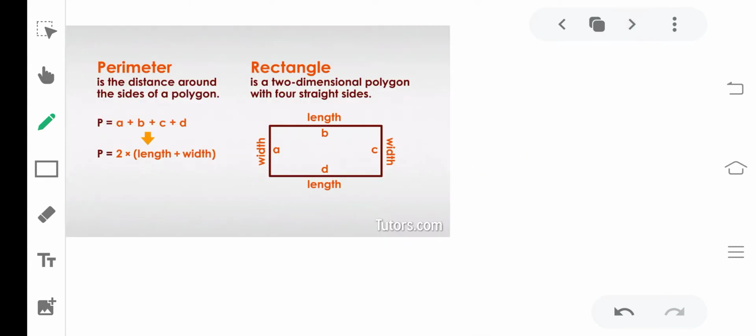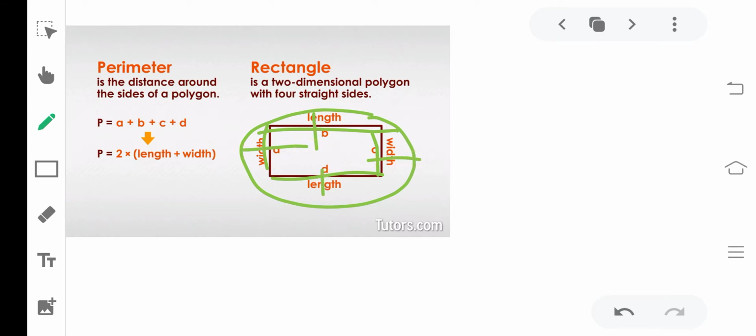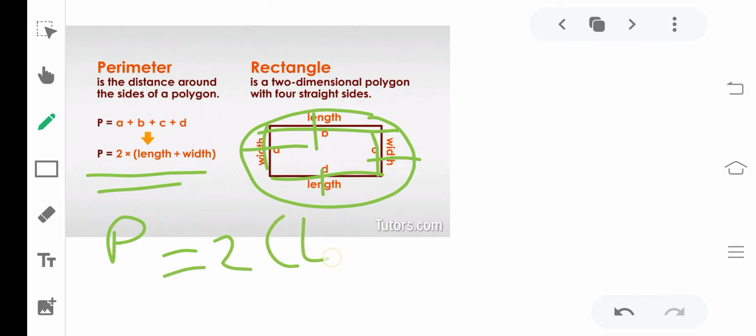Okay, see, in this figure you will understand that the perimeter is the distance around the sides of the polygon. See, this figure is given and you may understand it very carefully. And the rectangle is a two-dimensional polygon with 4 straight sides. See, these are the given sides that are equal, and these are two different sides which are equal. It means the property of the rectangle is that the opposite sides of the rectangle are congruent. Congruent means they have equal measurement. Okay, and their perimeter formula, as I told, is the perimeter equal to 2 into (length plus breadth). This is a very important formula and you should remember it.